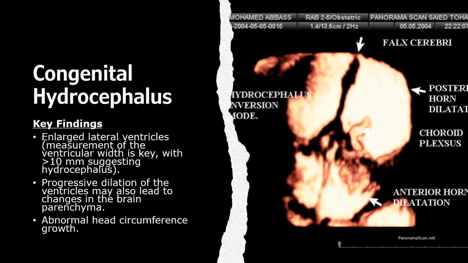Additionally, abnormal head circumference growth is another significant finding. An accelerated increase in head size, often detected during routine biometric measurements, may suggest the presence of hydrocephalus and warrants a closer look using advanced imaging techniques. Identifying these key findings early is crucial for diagnosis and to guide management decisions. In the next section, we will explore the associated conditions often seen with congenital hydrocephalus.